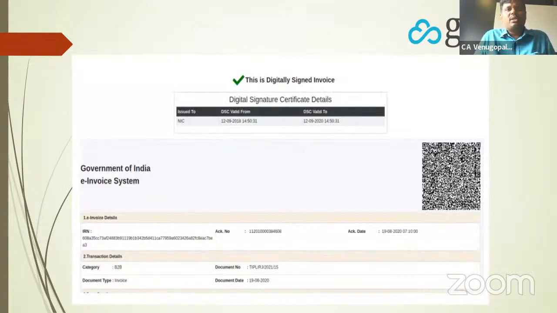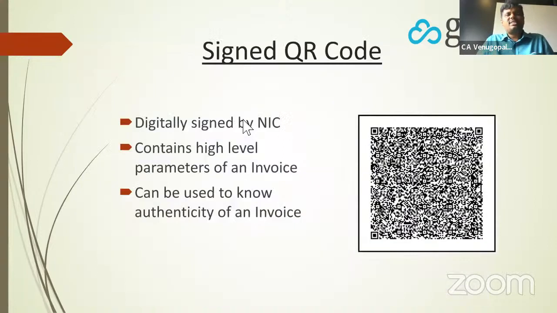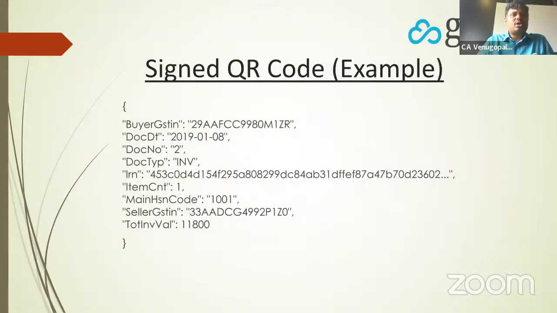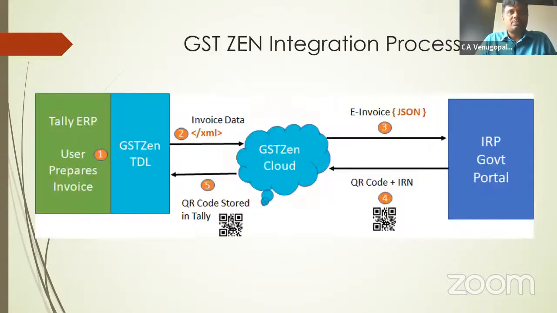On the NIC portal, you can generate the invoice, print it and issue it. This would be with a QR code. Now let's understand what this QR code is. The QR code is digitally signed by NIC and contains high-level parameters of an invoice, which can be used to know the authenticity, whether it is coming from a genuine source or not. When you scan this QR code, you will see high-level business information: who is the buyer, who is the seller, what is the document date, number and type. All those things would be visible.